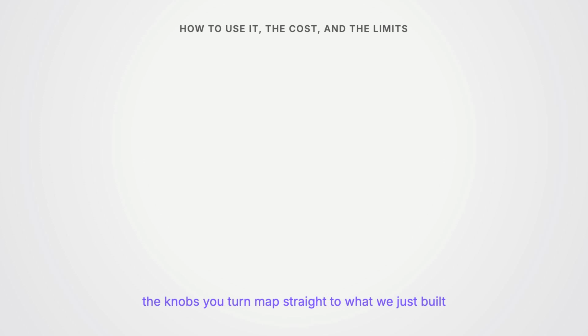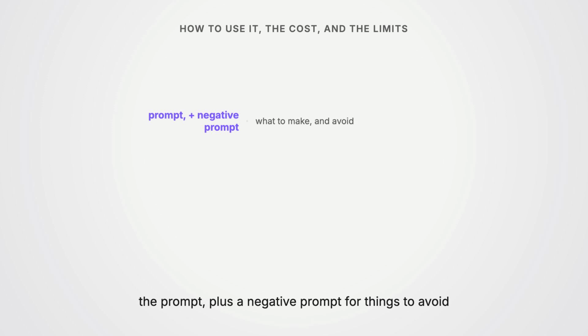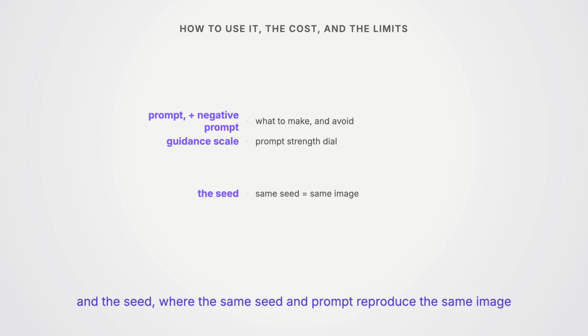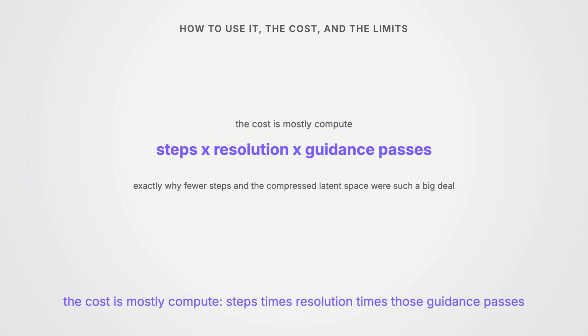The prompt, plus a negative prompt for things to avoid, which is simply a second direction to steer away from. The guidance scale, your prompt strength dial. The number of steps, trading speed for quality. And the seed, the specific starting static where the same seed and prompt reproduce the same image, handy for iterating. The cost is mostly compute, roughly steps times resolution times those guidance passes, which is exactly why fewer steps and the compressed latent space were such a big deal.